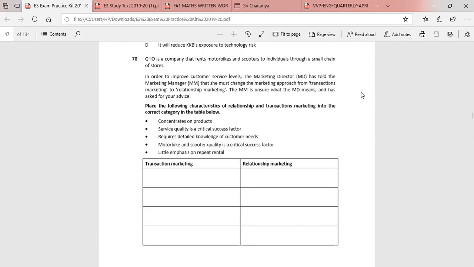GHO is a company that rents motorbikes and scooters to individuals through a small chain of stores. In order to improve customer service levels, the marketing director has told the marketing manager that she must change the marketing approach from transactions marketing to relationship marketing. She is unsure of what the marketing director means and has asked for your advice. Place the following characteristics of relationship and transactions marketing into the correct category in the table below.